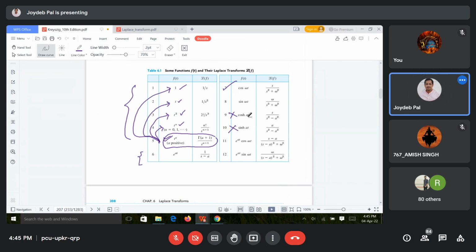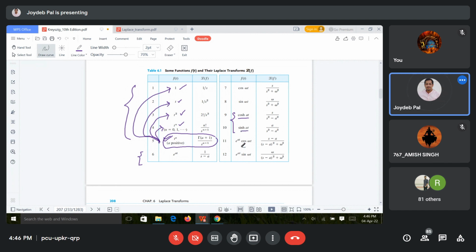So look, what is the difference between cos and cos hyperbolic? It is a minus in the denominator, right? In hyperbolic there is a minus in the denominator, and only in the trigonometric case the Laplace transform has a plus in the denominator. So these are some remembering techniques I am telling, so that there is no confusion whenever you are applying. So for cos hyperbolic at it is s by s square minus a square, and for sin hyperbolic at it is a by s square minus a square. So you can use these two formulas directly also.